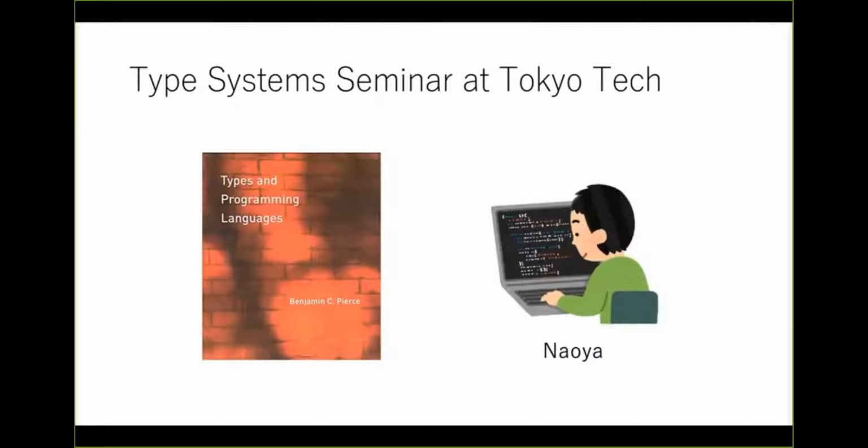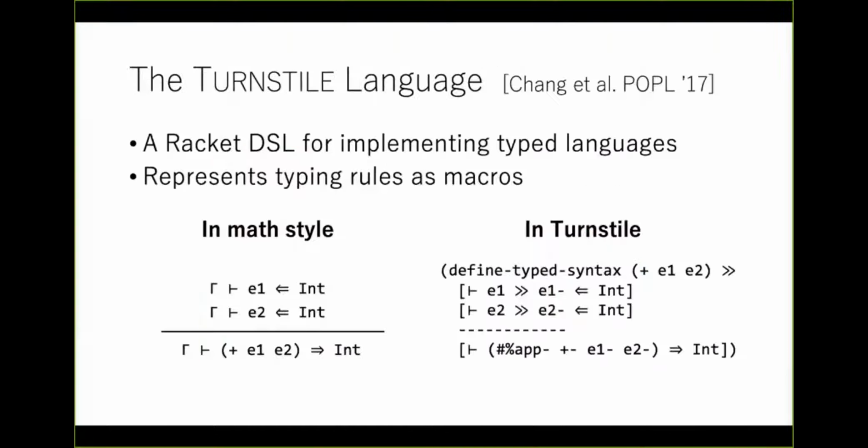What Naoya did is to go through the easy chapters of TaPL and then implement his own type languages using Turnstile. So what is Turnstile? Turnstile is a domain-specific language that allows quick implementation of typed languages. The key idea is type systems as macros.